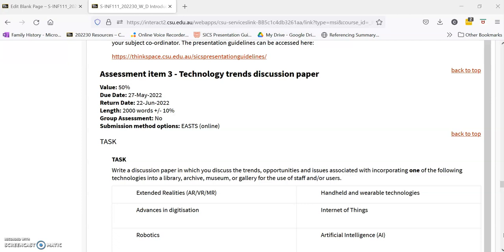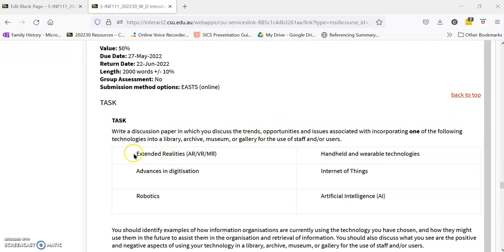So I'm going to start with assessment 3 because that's really where assessment 2 is leading to. Your task is to decide which one of these technologies you wish to discuss. That's your first choice to make. And then you have to decide what kind of environment you're going to situate this technology in. As you can see here, there are different choices that you can make of information organizations.